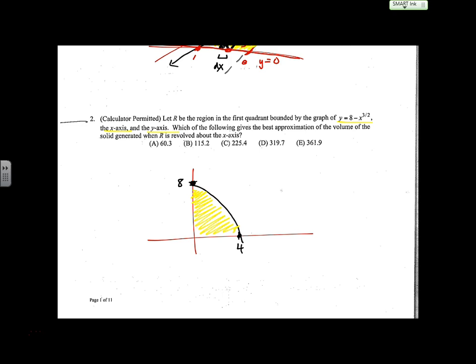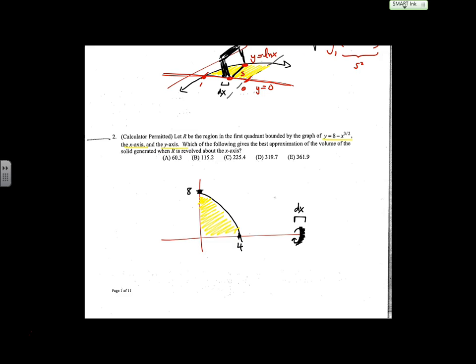Where are we revolving it about? Put your little revolution arrow. If you think about your little revolution arrow, what would give that a cylindrical thickness? Dx or dy? Dx is horizontal, so we can say, hey, that's going to be a dx. Since we're spinning, question, what kind of cross-sectional slices am I going to have? I'm going to have discs. Is it flush with the axis, or is there some hollow? It's flush with the axis, so it's solid.